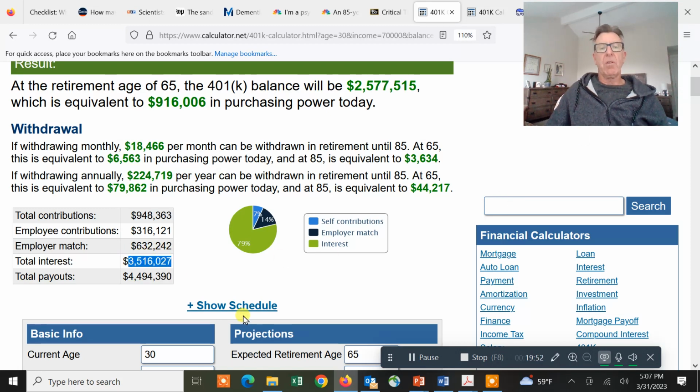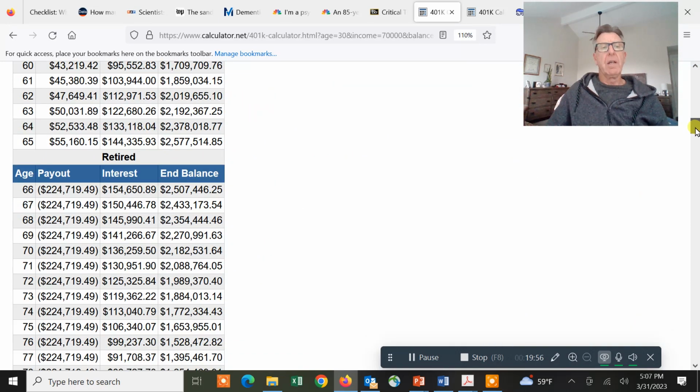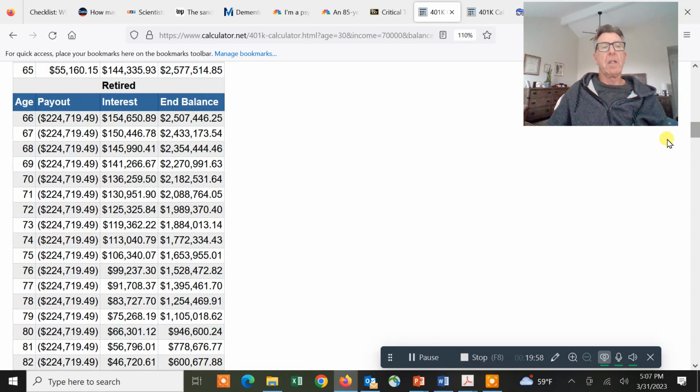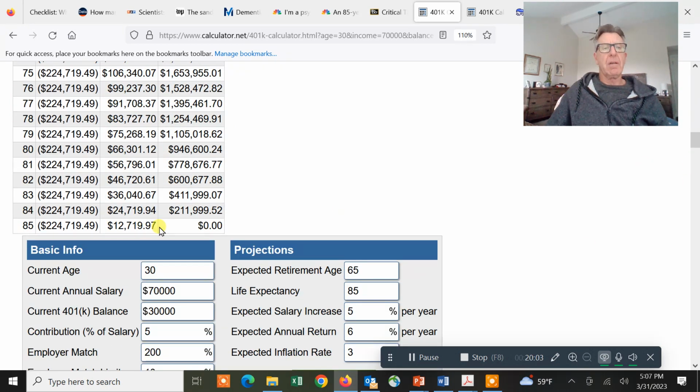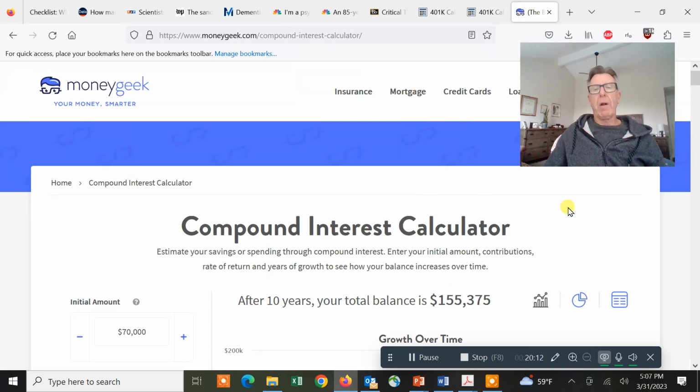So, and again, it goes down. If you show the schedule right here, you can see how much interest you continue to earn on this account as you're approaching the end of days. And you're not going to spend it all. So a lot of this money is going to be passed on to your heirs. All right, that's what I wanted to see, okay? So I was just screwing around with this, okay?